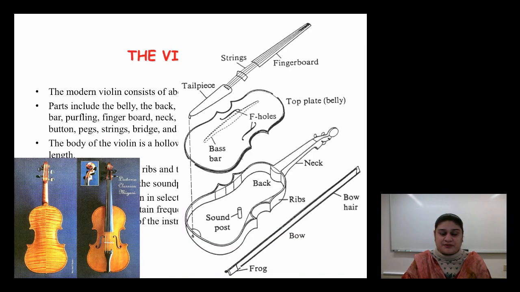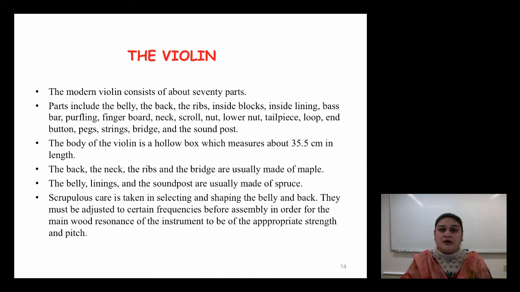Bowed string instruments. The modern violin consists of about 70 parts. These parts include the belly, the back, the ribs, the inside blocks, inside lining, bass bar, purfling, fingerboard, neck, scroll, nut, tailpiece, loop, buttons, pegs, strings, bridge, and the sound post. The violin body is a hollow box which measures about 35.5 centimeters in length. The back and the neck and the ribs and the bridge are usually made out of maple. The belly, lining, and the sound post are usually made out of spruce.